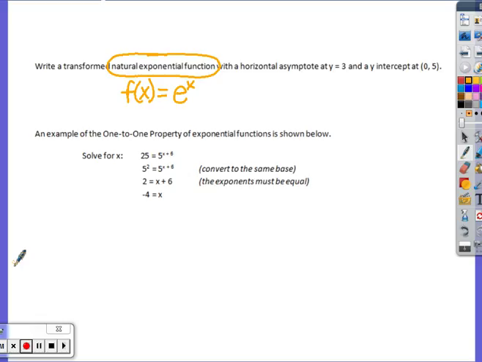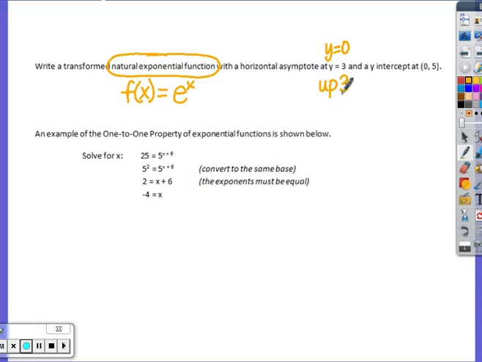I want to move that horizontal asymptote that used to be where? Where did the horizontal asymptote used to be on e to the x? It was always on 0, right? y equals 0. Where do I want to move it? I want to move it to 3, it says in the problem, right? So I guess that would be moving it up, right? So I want to move it from y equals 0, where it normally is, up to y equals 3. What kind of transformation is that going to be? A vertical shift, up 3.